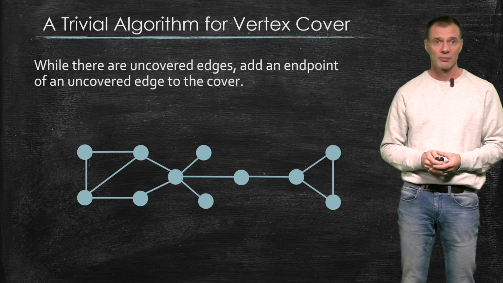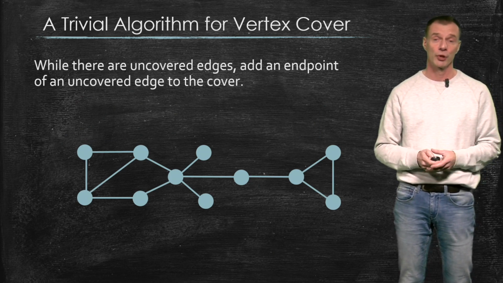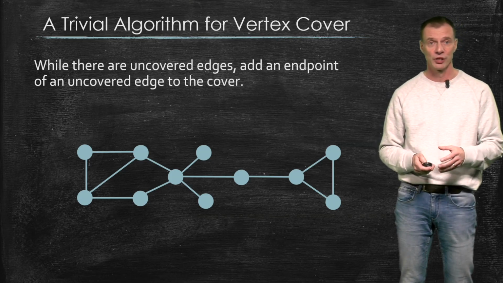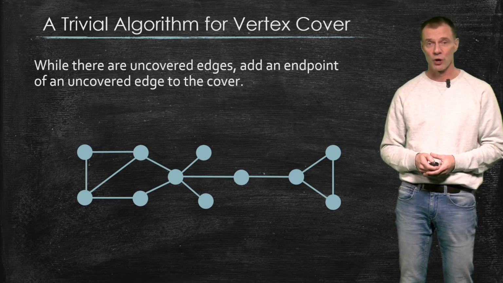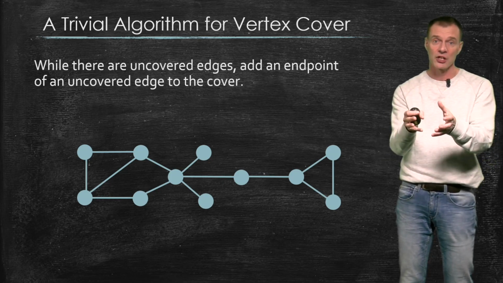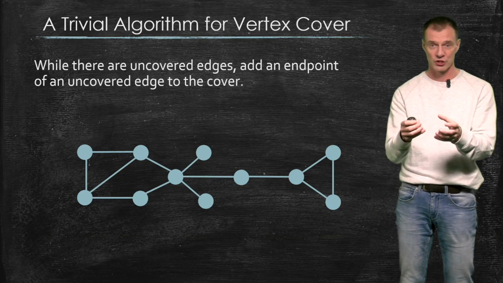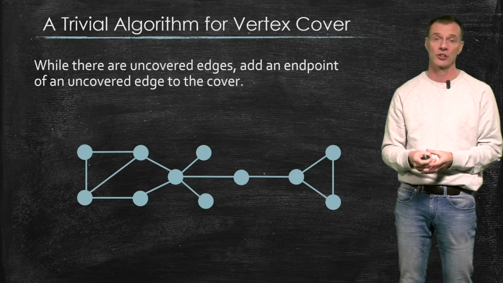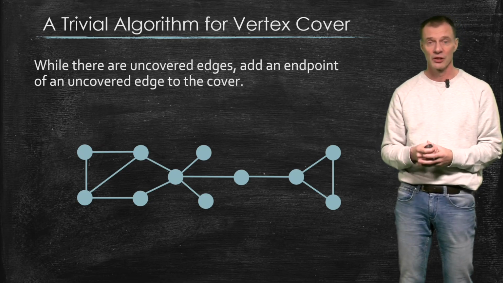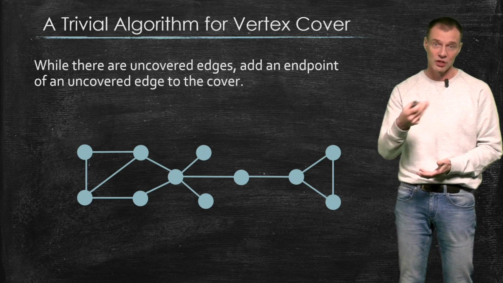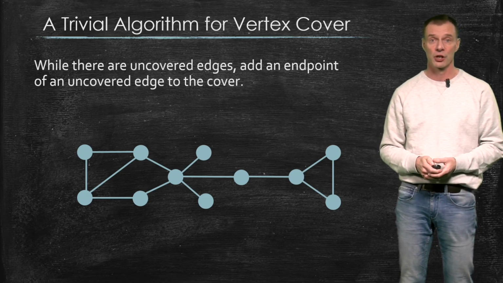Okay, so let's see what would be a simple algorithm for this problem. Well, a very simple algorithm would simply go over all the edges one by one, or find an edge which currently is not covered, so which does not have one of its endpoints in our cover C, and then simply we add one of them to the cover, and then continue until all the edges are covered.